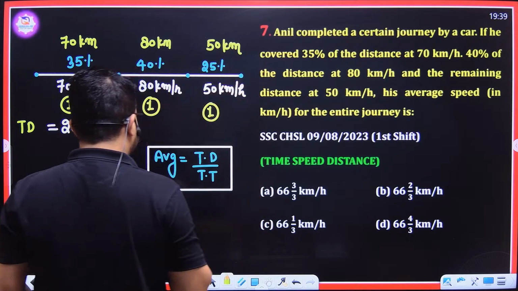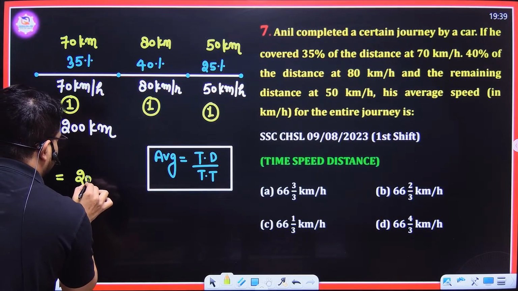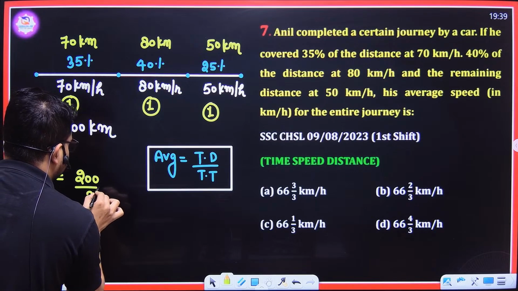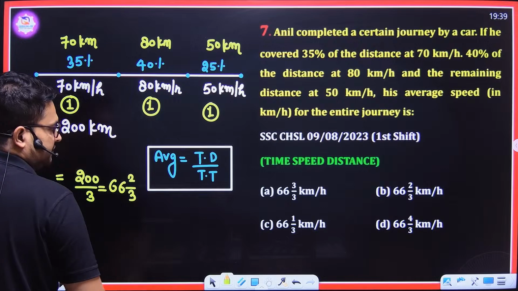As we can see, we have a total distance of 200 km, and we have taken 3 hours. 200 divided by 3 is 66.2/3 km per hour. That is option number 8.